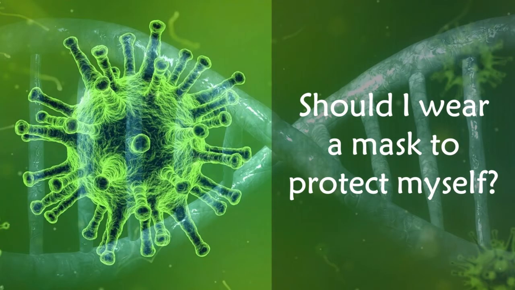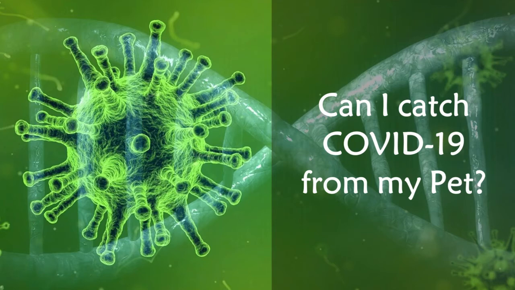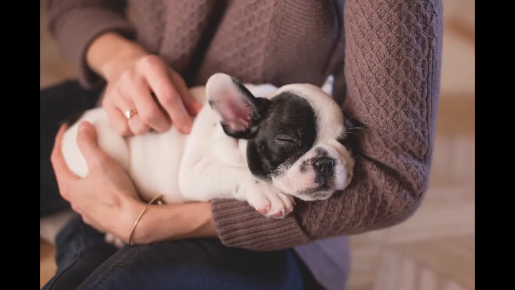Should I wear a mask to protect myself? Only wear a mask if you are ill with COVID-19 symptoms or looking after someone who may have COVID-19. Disposable face masks can only be used once. If you are not ill or looking after someone who is ill, then you are wasting a mask. Can I catch COVID-19 from my pet? No. There is no evidence that companion animals or pets such as cats and dogs have been infected or could spread the virus that causes COVID-19.